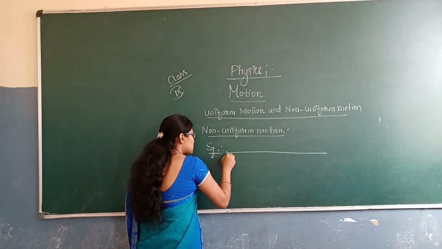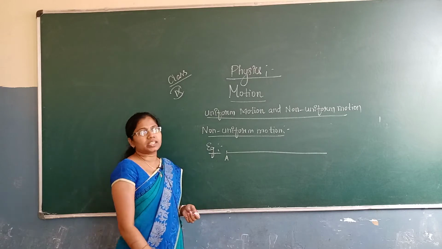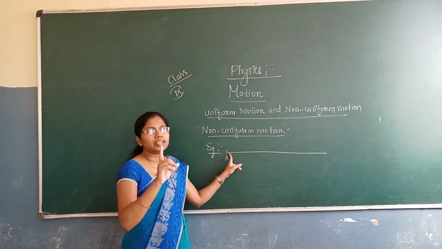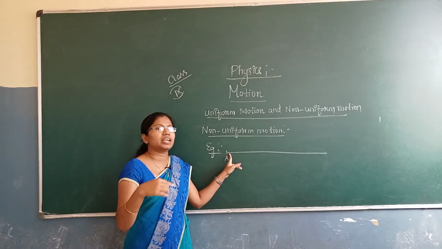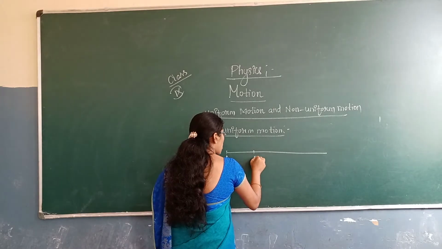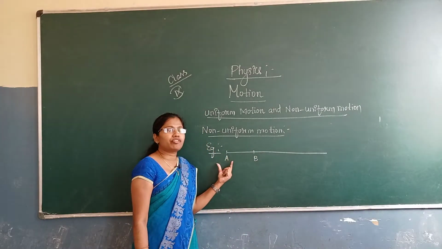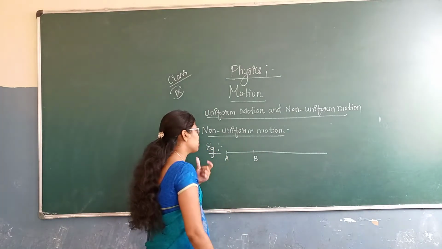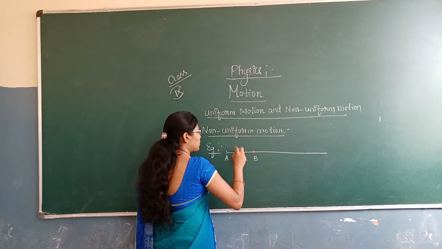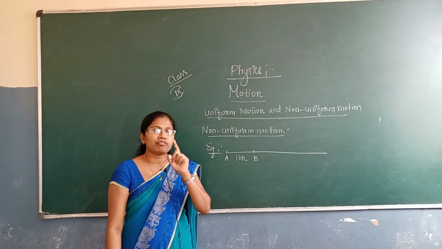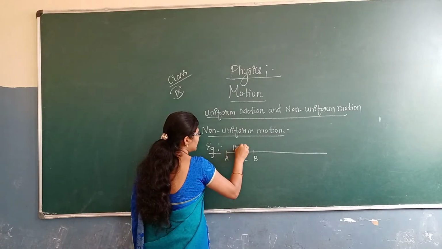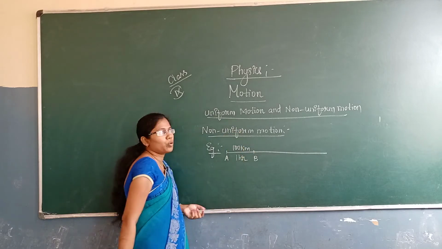Now let us assume that the object has started its journey from point A. The object is starting its journey from point A and it has moved up to point B. To move from point A to point B, it has taken a time of 1 hour. In that 1 hour, it has covered a distance of 100 kilometers.